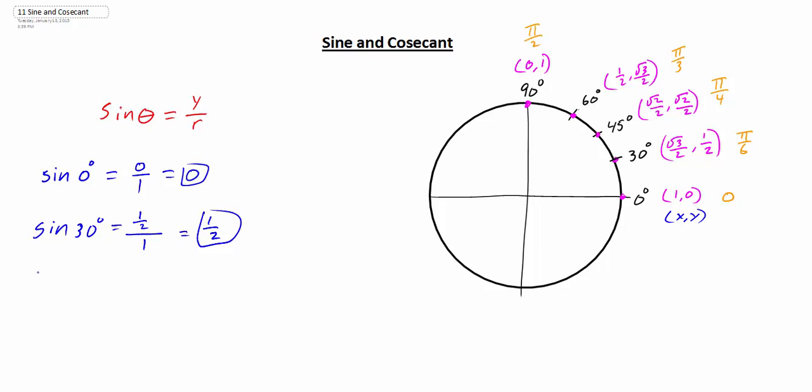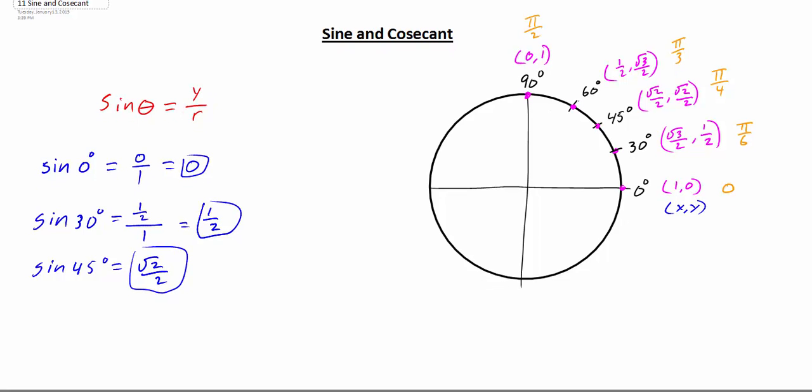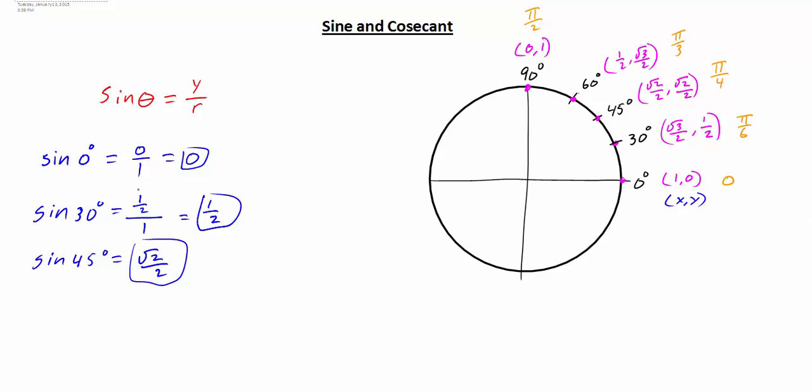Next, we have the sine of a 45-degree angle, and over here the y-coordinate is square root of 2 over 2, so the answer is the square root of 2 over 2, and again that's over 1. Again, it's just the ratio of the y-coordinate divided by the radius. Then if we move to the next one, the sine of 60 degrees, the y-coordinate is simply square root of 3 over 2, so that is the answer.